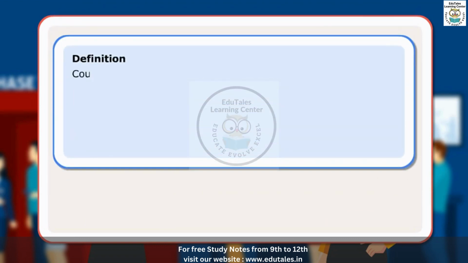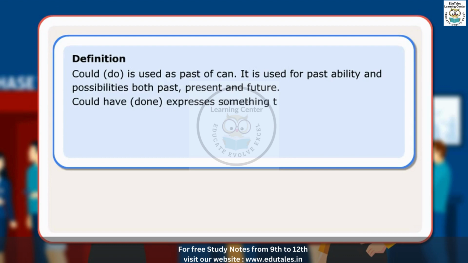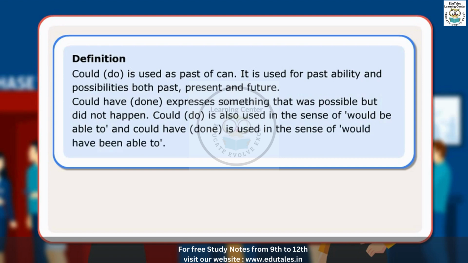Definition. Could do is used as past of can. It is used for past ability and possibilities, both past, present and future. Could have done expresses something that was possible but did not happen. Could do is also used in the sense of would be able to, and could have done is used in the sense of would have been able to.